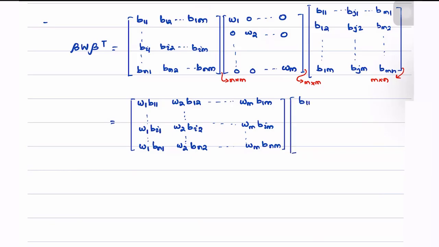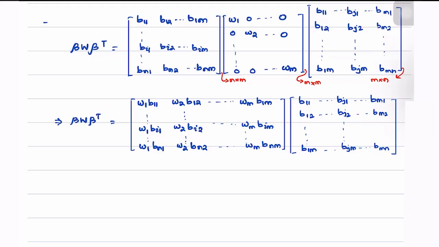And again, we'll simply write the transpose of B given by B11, B12 up to B1M, then BJ1, BJ2 to BJM, and the last column given by BM1, BM2, and BMN. So this is a neater form of B W B transpose.